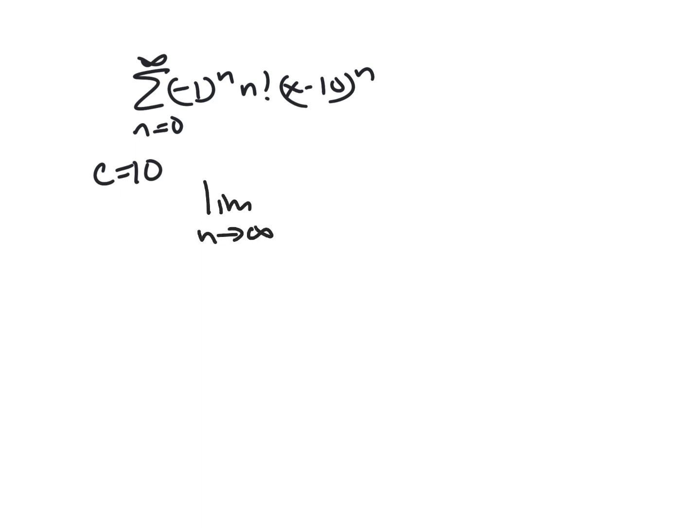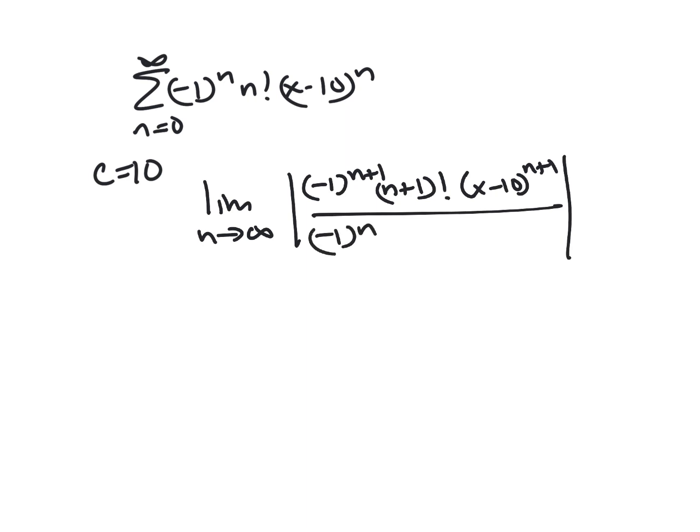So we'll have the limit as n approaches infinity. Again, we want to have absolute value. We actually do not have a fraction over a fraction this time, so we can just take care of it in one fell swoop here. So we'll have -1 to the n plus 1 times n plus 1 factorial times x minus 10 to the n plus 1, all over our original term, so -1 to the n factorial x minus 10 to the n.